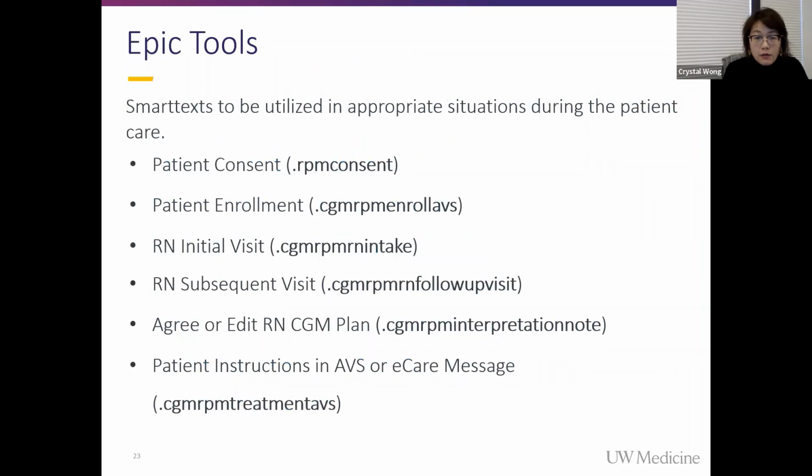This is a list of all the dot phrases there. Again, that's also in the job aid. So the consent dot phrase, the ABS language, the RN visit, follow-up visits for the RN, the interpretation for the provider to use, and then some treatment instructions for patients there.